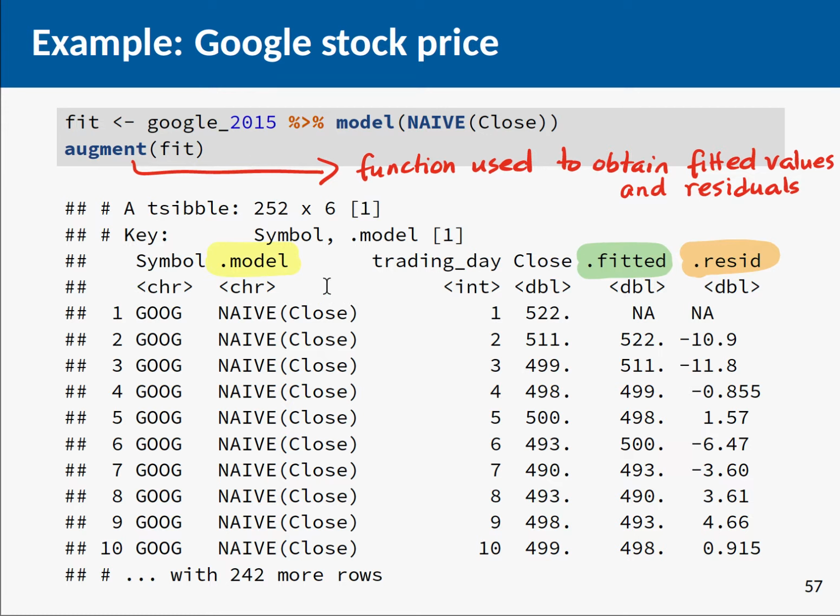That tsibble is going to have different columns that are going to give you different sets of information. So the first column is going to display your model. Okay, so we know that we only had put in one model here, which was naive, so this says naive. And in the last two columns, you're able to see the fitted values of the series. So obviously for the first period, it isn't defined, but for the rest of the periods, it is defined. The residuals are given in the last column.